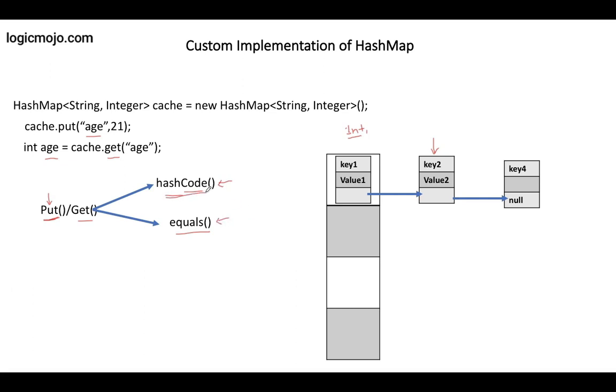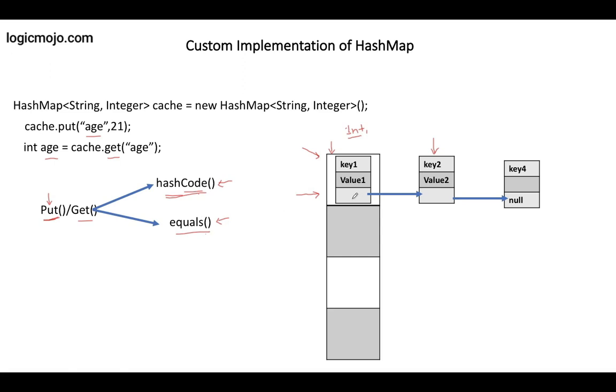Once it calls hashCode, the job of the hashCode is to return the index of this table where I'm supposed to store the value. This is one table, or you can assume it as some kind of array list. So when you perform the hashCode operation, you will get the particular index where I need to store my value. That's where I use the hashCode.